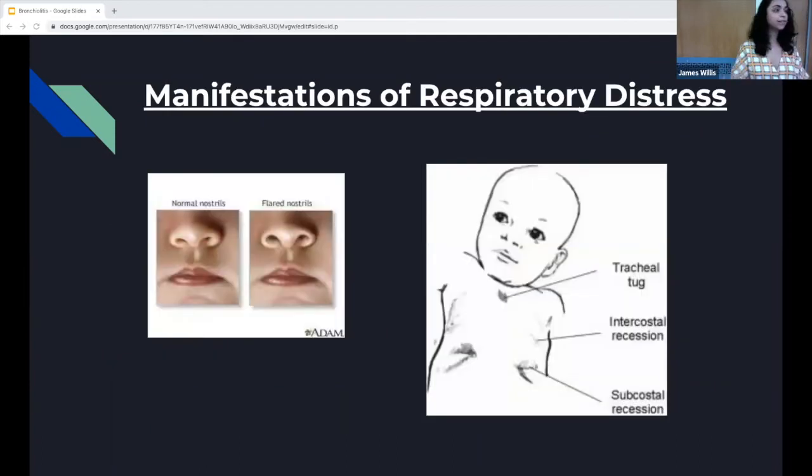So there are some manifestations in children. They can be as subtle as nasal flaring, or they can be as severe as tracheal tugging. So you want to look above their trachea to assess for tracheal tugging. You want to look in between their ribs to see if you find any intercostal retractions, and then underneath their rib cage to assess for any subcostal retractions.